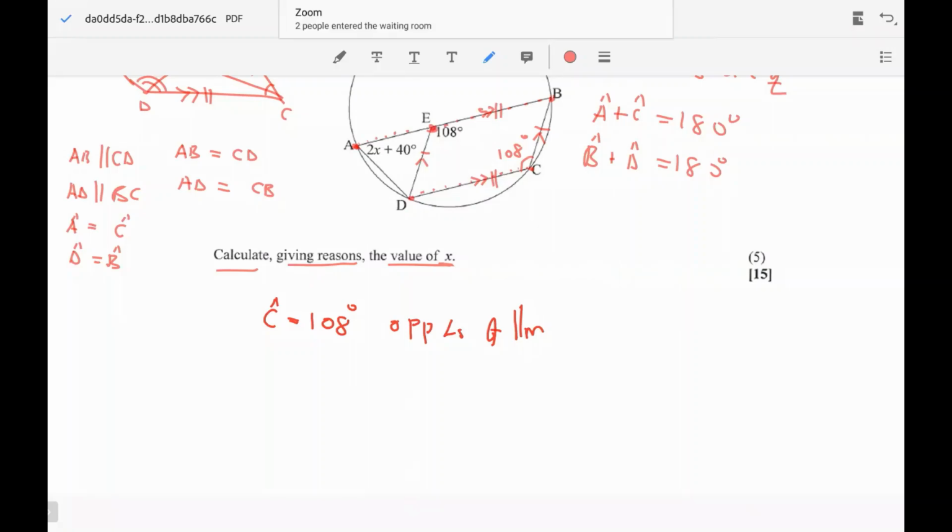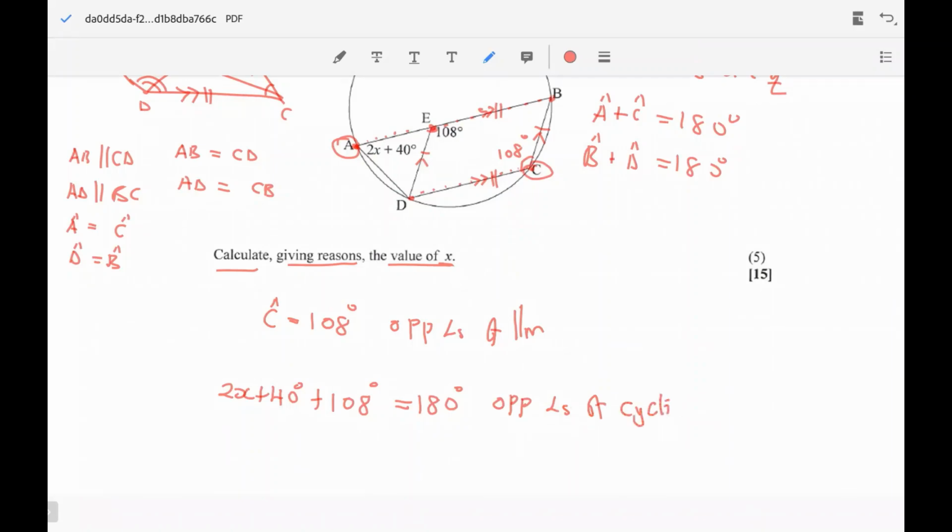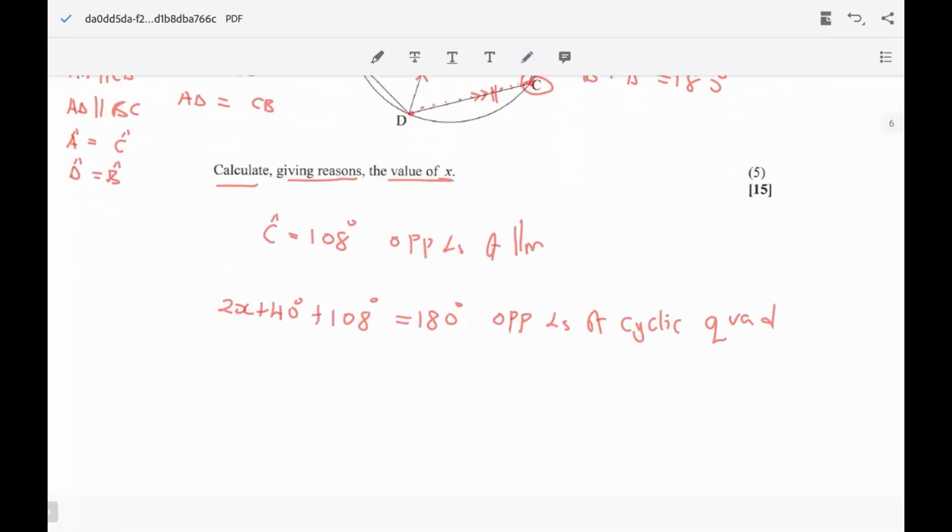And what else do we have? We have seen that angle A and angle C are opposite angles of a cyclic quadrilateral, which means that angle A, which is 2x plus 40 degrees, plus angle C, which is 108, should equal 180 degrees. And the reason is that these are opposite angles of a cyclic quadrilateral. You can see that we have created an equation with the only unknown being x.